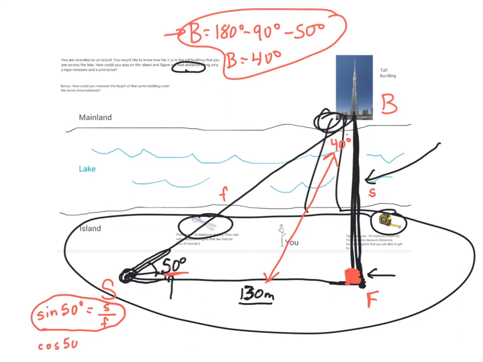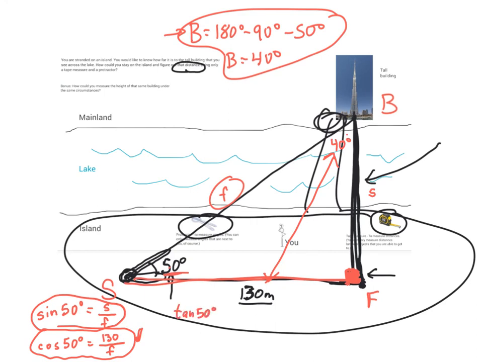Cosine of 50 degrees is equal to adjacent, that's 130 meters, sorry, divided by hypotenuse, f. Well, that's only one variable. That's good if I want to find the distance of f. Alright, so I'll keep that in mind in case another question asks me that. But now let's go to tan, see what that one gives us.